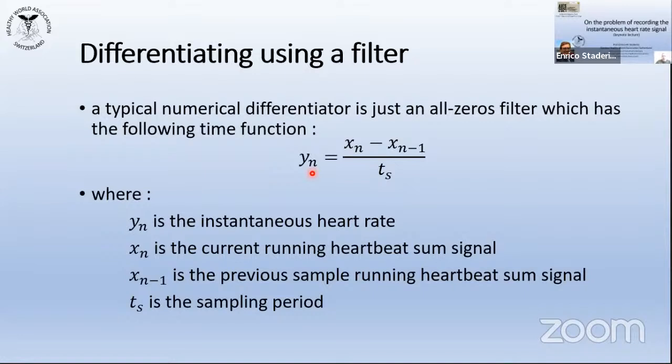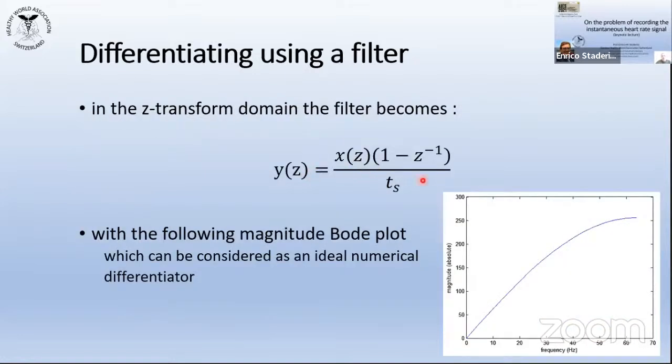Why is this a filter? Because in the z domain, this is a filter like this. It's an all-zero filter. And the Bode plot will give us a magnitude of the filter something like this. And you can see it's just a straight line at low frequency. At high frequency, going to the Nyquist frequency, the response will change. But for low frequencies, and we are interested in low frequencies, we have just a straight line. Of course, because the derivative is just a straight line at low frequency.